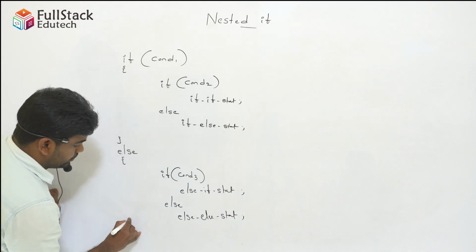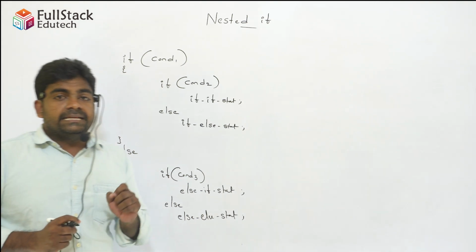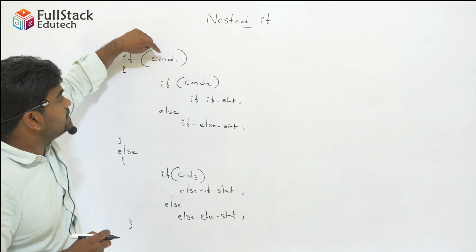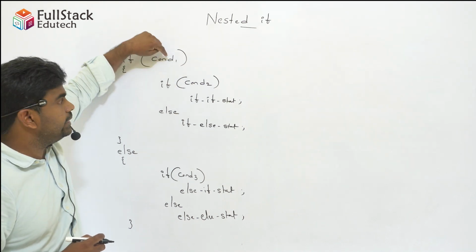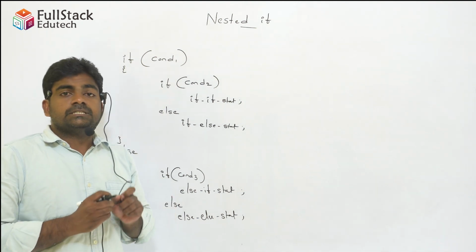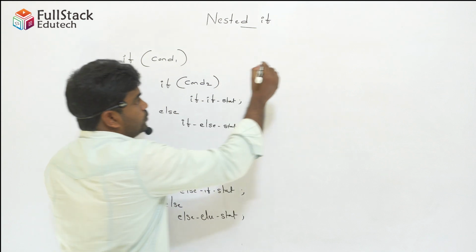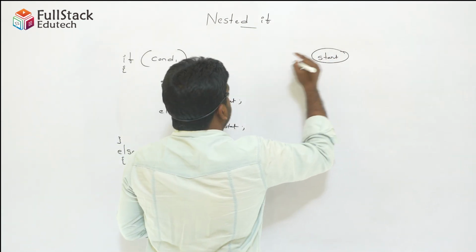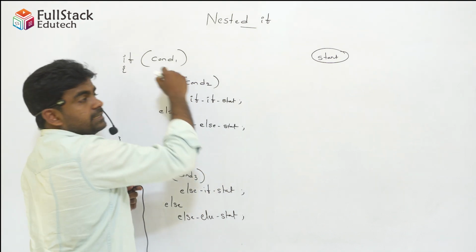That is, see, nested if block means what? Defining an if block inside another if block. Not only inside the if block, you can write it in an else block also. So what is the flow? Suppose execution starts. It will check this condition.